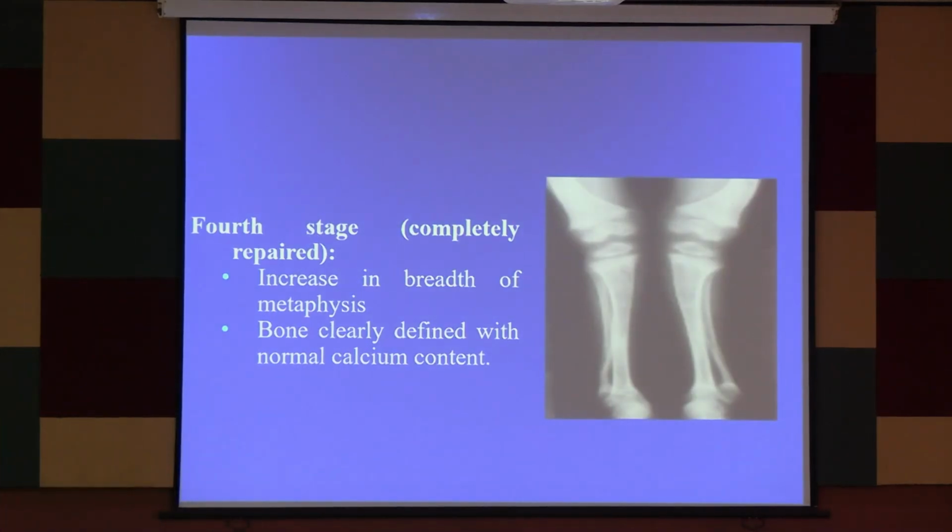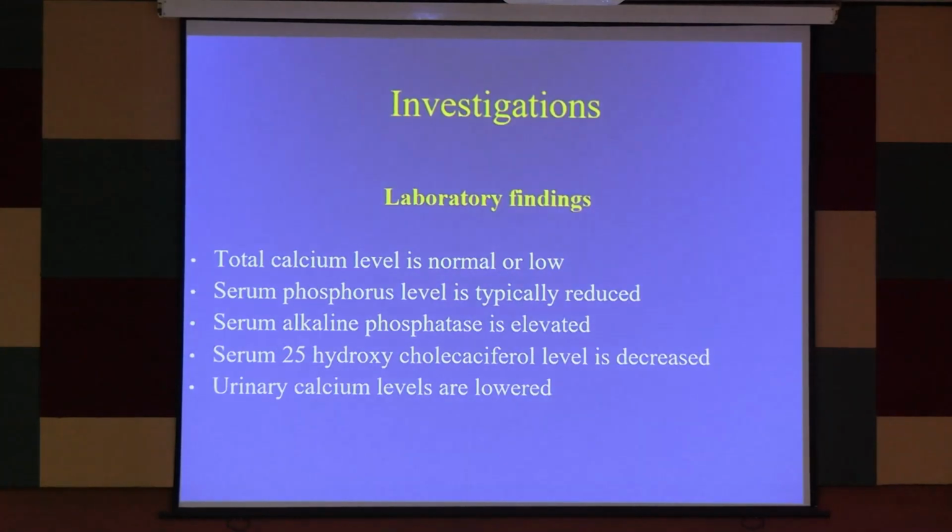And the fourth stage is completely repaired. All the skeletal changes gradually resolve to normal. In laboratory findings, since vitamin D maintains calcium and phosphorus homeostasis, with vitamin D deficiency the calcium level is generally low, or it could be normal also, but the phosphorus level is typically reduced.